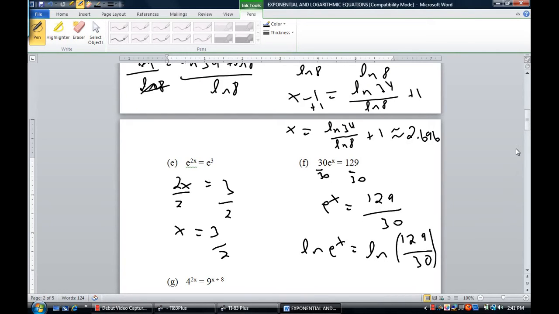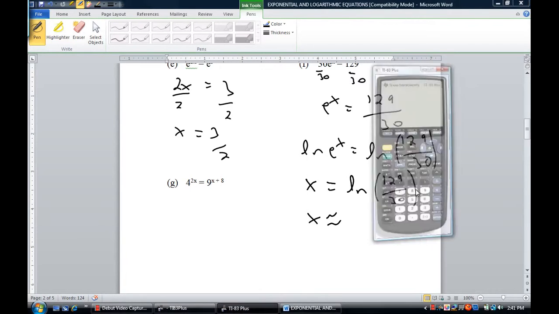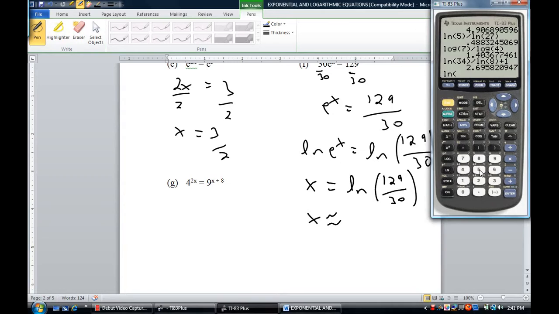This is by far the best way to do this one. But when you have e's, definitely take the natural log of both sides. The reason being is because the natural log of e to the x is one of the properties that you should know, and that equals a regular x. And the right side, I'm just going to keep it as it is. Now I could rewrite it, but there really is no reason to. I could write it as natural log of 129 minus natural log of 30. Your instructor may or may not want you to. But what I can do though is find the decimal approximation. So natural log of 129 divided by 30. That's approximately 1.457.